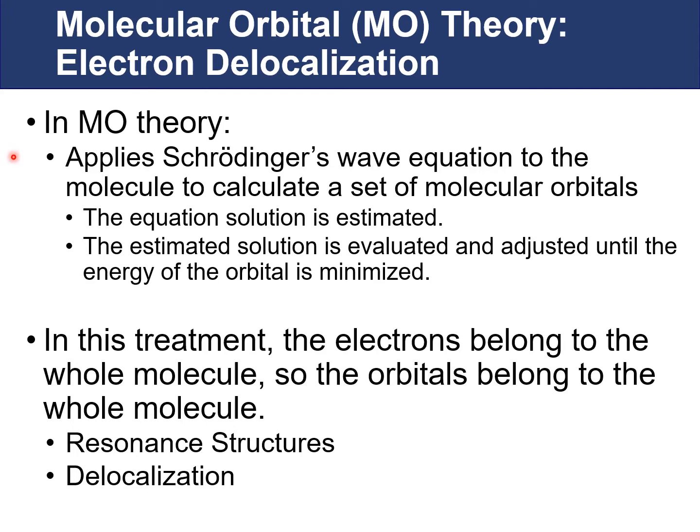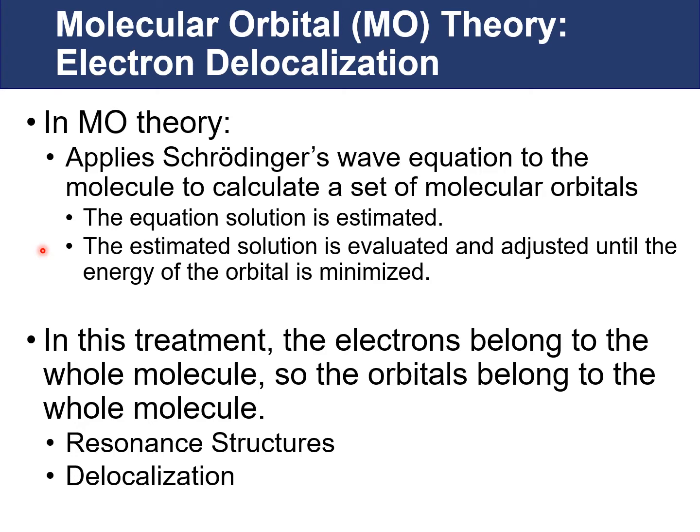However, molecular orbital theory applies Schrödinger's wave equation to the concept of the molecule in order to calculate a set of molecular orbitals as opposed to atomic orbitals. The equations for these molecular orbitals are estimated. The estimated solution is evaluated and then adjusted until the energies of the orbitals are minimized.